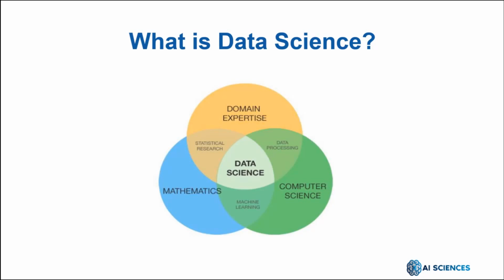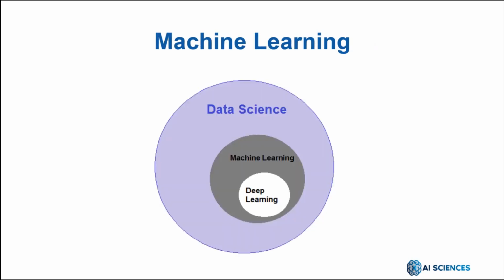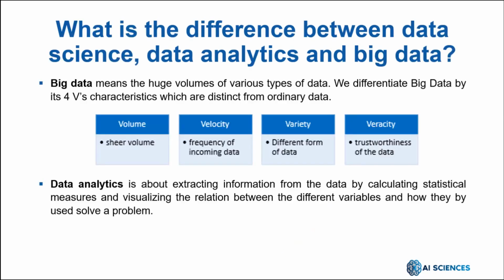Data scientists explore the data, visualize it, and calculate important statistics from it. Then, depending on these steps and the nature of the problem itself, they develop a machine learning model to identify the patterns. So, machine learning and deep learning are the subfields of data science. So, you might ask, what is the difference between data science, data analytics, and big data?